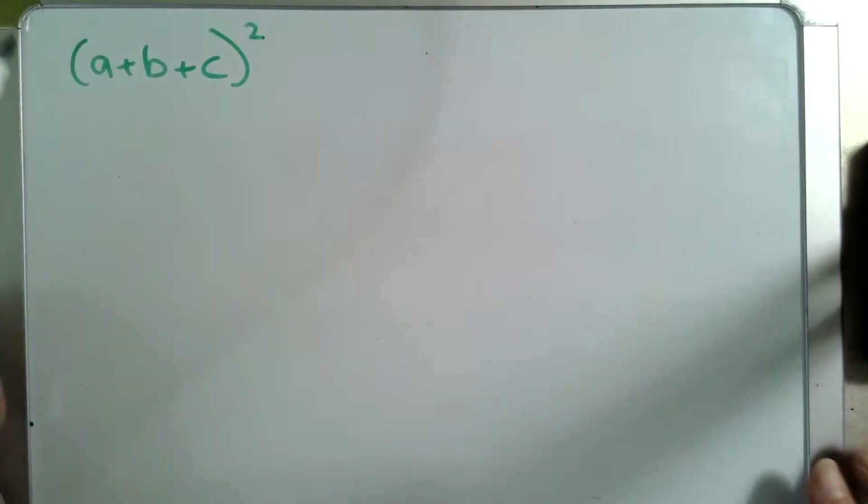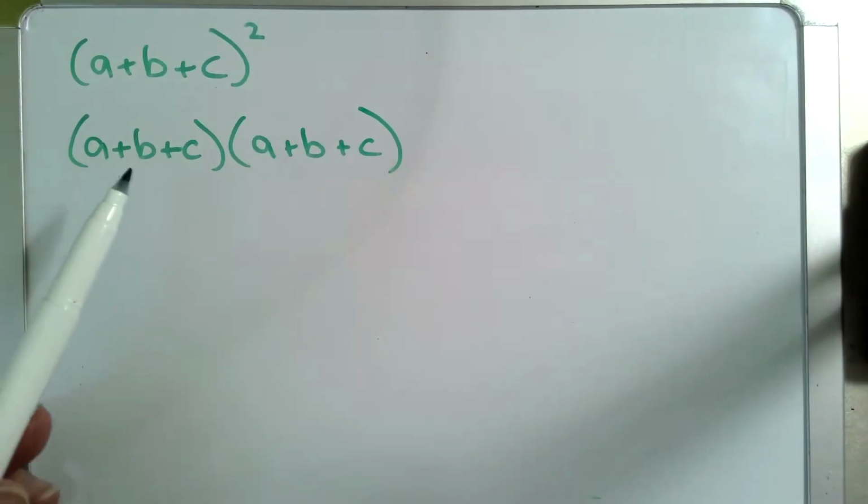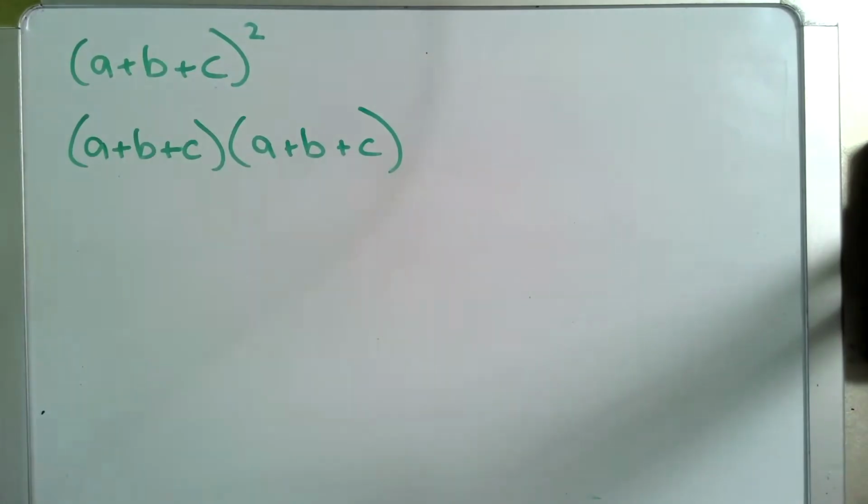Hello, today we're going to go over the formula for how you square a trinomial, both how to do it and why the formula works. Let's go. Okay, so trinomial: 1, 2, 3 terms, squared, multiplied by itself. So (a + b + c) times (a + b + c).